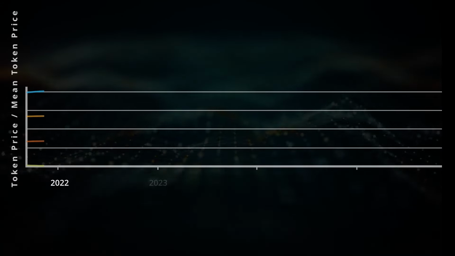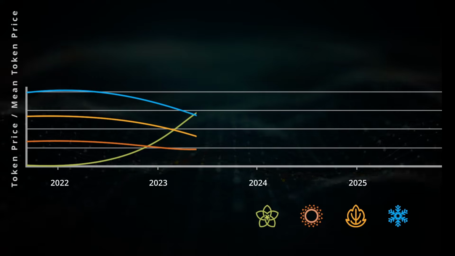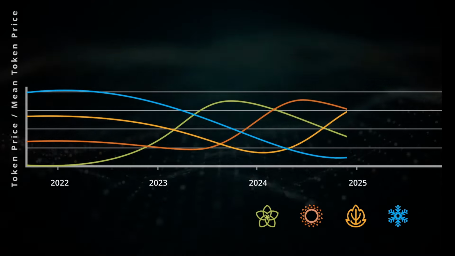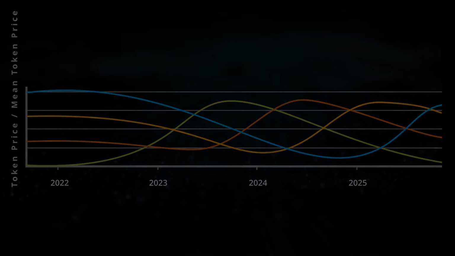The main feature of the seasonal token system is that the relative prices of the 4 tokens oscillate around one another over the course of years. In this video, we will take a closer look at the price mechanism behind these predictable price oscillations.